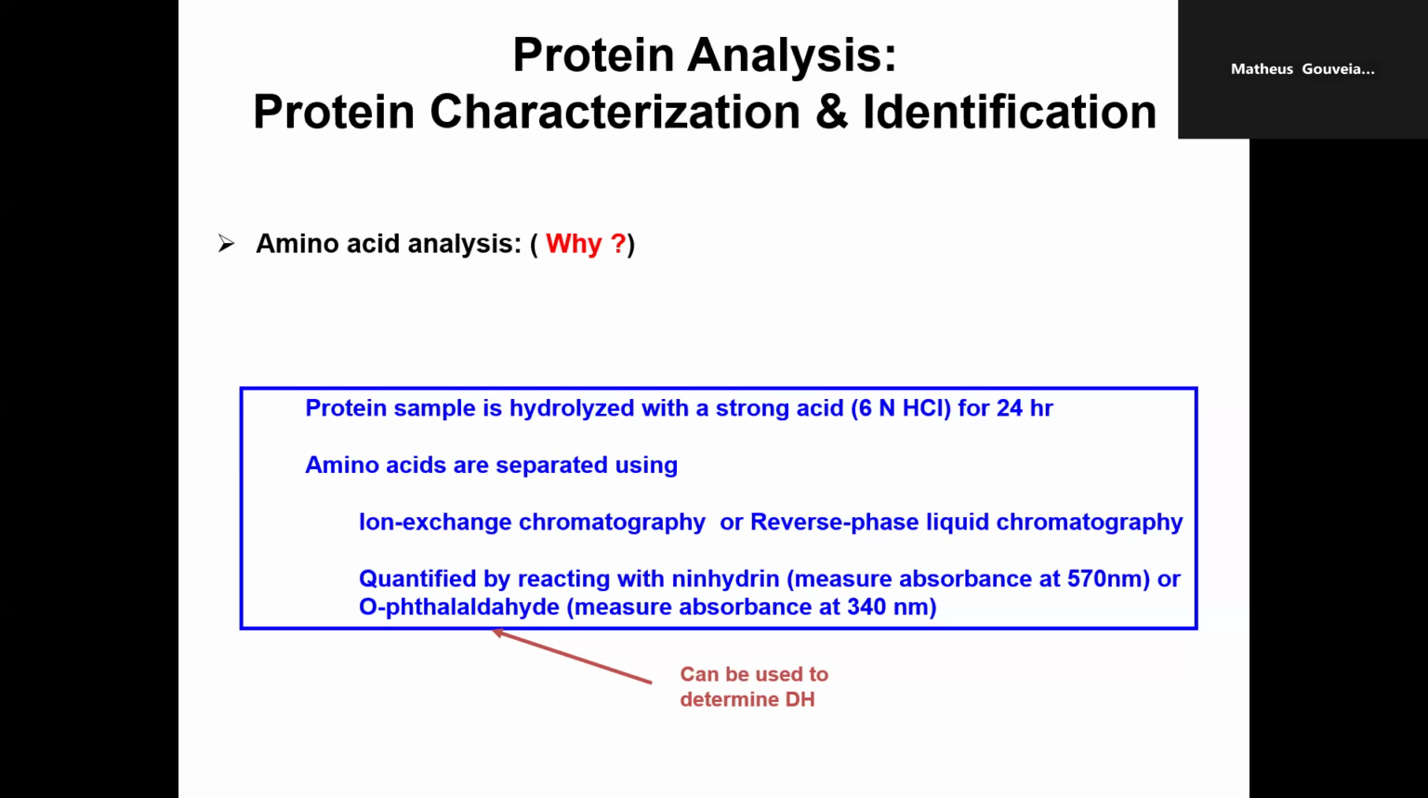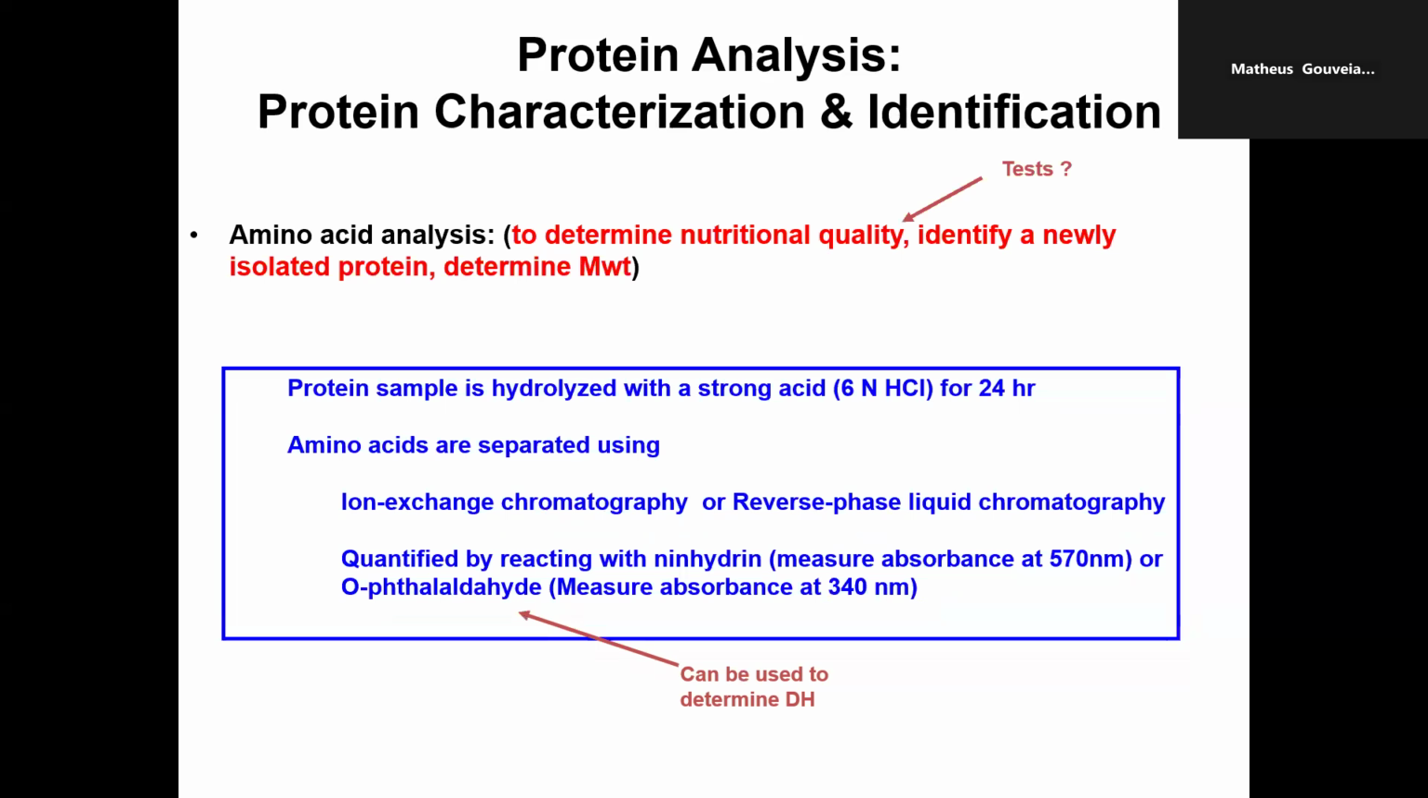One more. Identifying a protein, a new protein. Whenever you discover a new protein, the first thing you want to do is look at its amino acid composition. And if you know the amino acid composition, you can determine how much of each amino acid you have. And then you will be able to add all the molecular weights of the individual amino acids and get the molecular weight of the protein. That's another way of determining molecular weight of the protein.